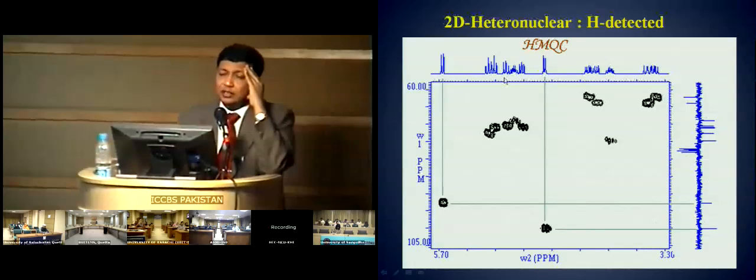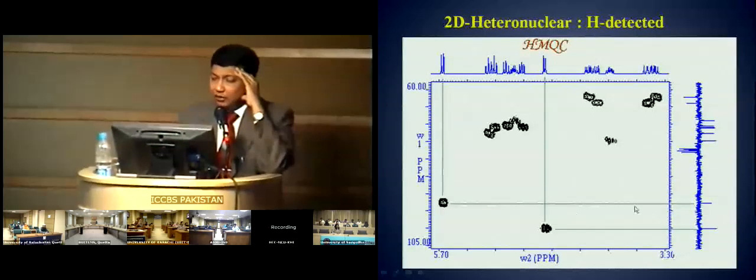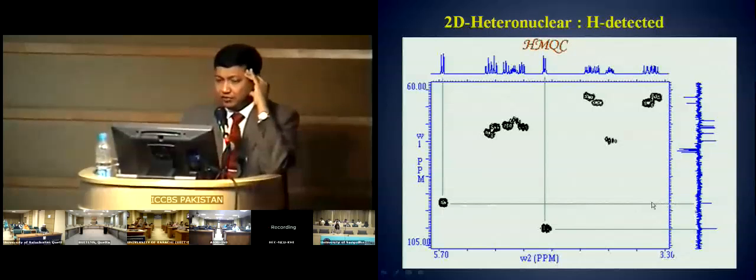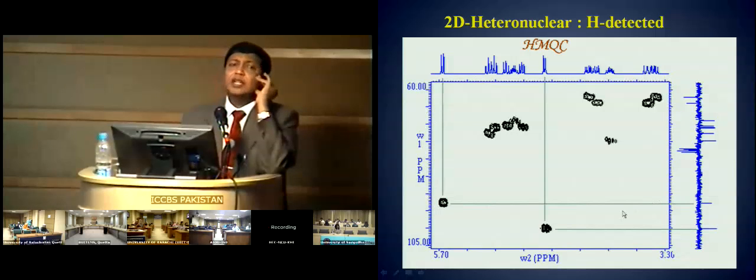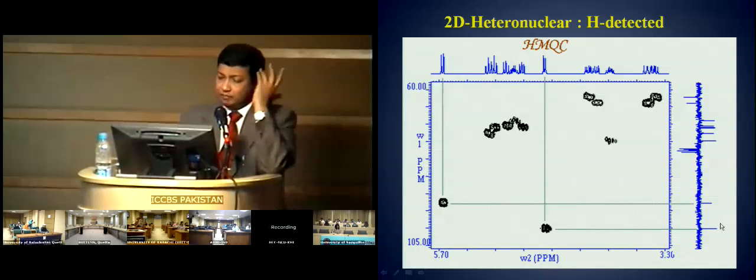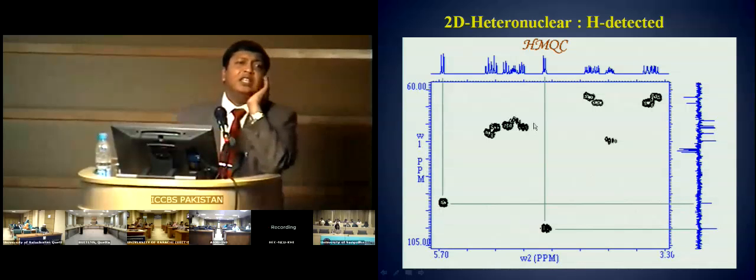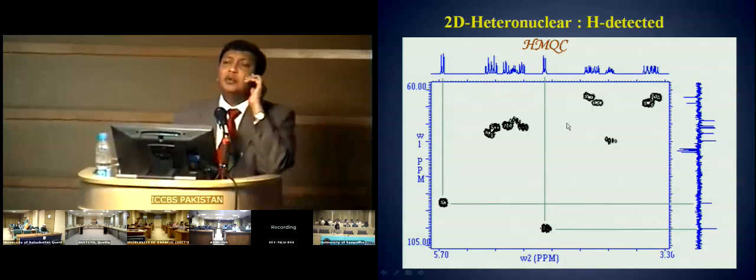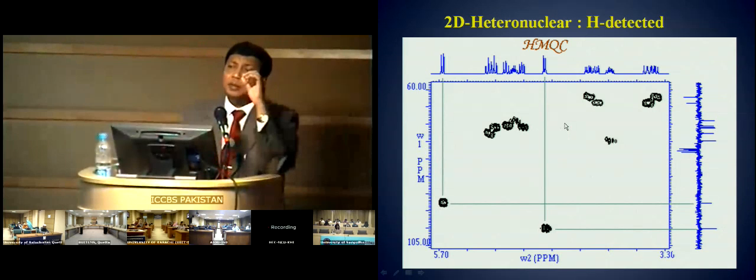Similarly, this one which is at 5.68 is connected to a carbon, I don't know what. Here will be its chemical shift. I think something like 70, 80, 90, about 95, something like this. Okay. So it's very easy to interpret and it gives you a direct proton-carbon coupling.